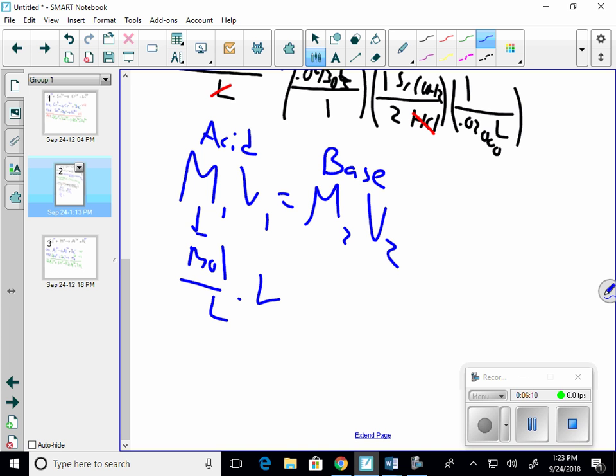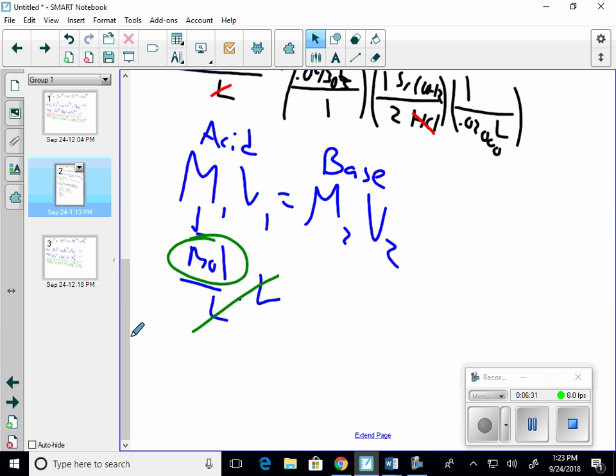When you do M1 times V1, remember M1 is just moles per liter. When you multiply moles per liter times liter, liters cancel out. You want the moles. The reason why I say you could use dilution math is, when you dilute something, the moles of solute remains the same. You're just adding more water. You're spreading it out more. You're making it less concentrated.